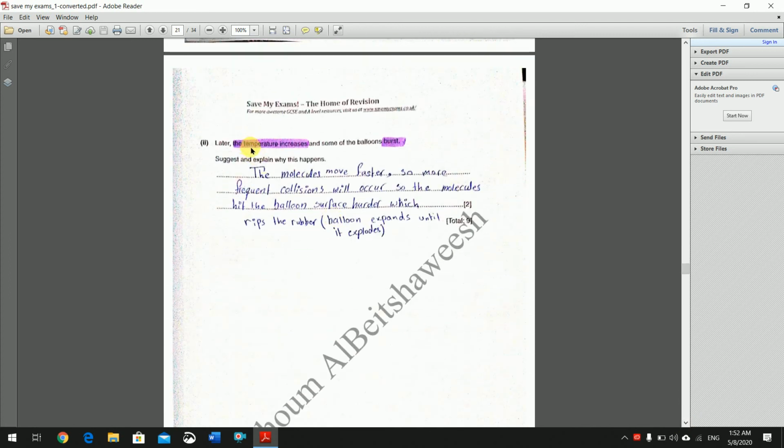Okay. Later, the temperature increases and some of the balloons burst. Now, why does this happen? And we see this all the time in birthdays and parties. When you put a balloon next to a lamp that emits heat, it will burst. Because basically, when you increase the temperature, the molecules move faster, so more frequent collisions will happen. So the molecules will hit the balloon surface harder, with a greater force, which rips the rubber, and so the balloon expands until it explodes.